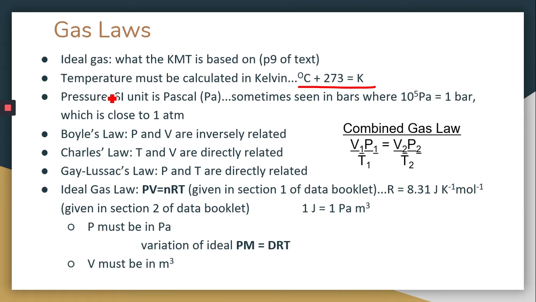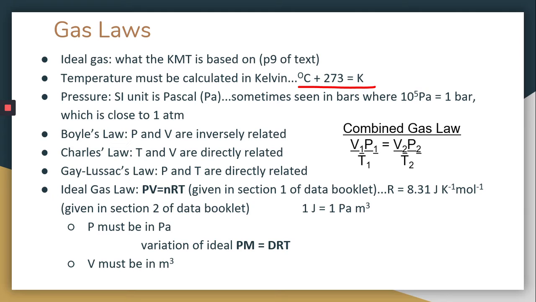Pressure, the SI unit is a Pascal. Sometimes you'll see it measured in the unit of bars, specifically if it's talking about the weather and hurricanes. 1 bar is 10 to the 5th pascals, and that is close to 1 atm. So there's different units of pressure that you have to know about.